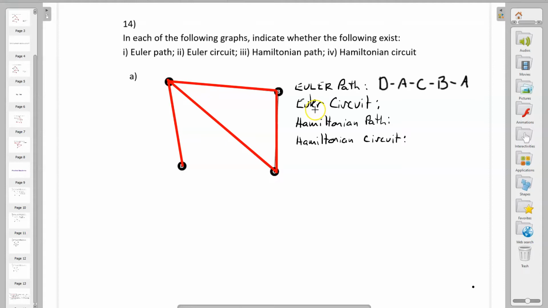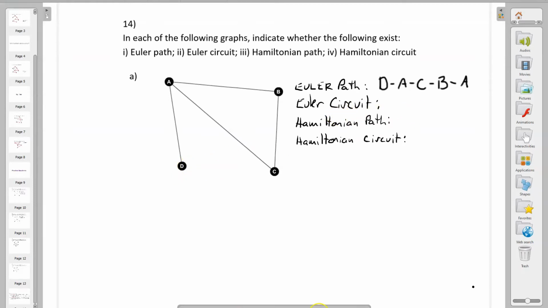Now, how about an Euler circuit? In order for us to have an Euler circuit, we have to be able to start and end at the same vertex and hit all of the vertices in the process of following the path. Remember, an Euler circuit exists if all vertices have degrees that are even numbers. In this case, we've already looked at the degree of each vertex, and we've seen that we've got a couple that are odd numbers. As a result, there is no Euler circuit.